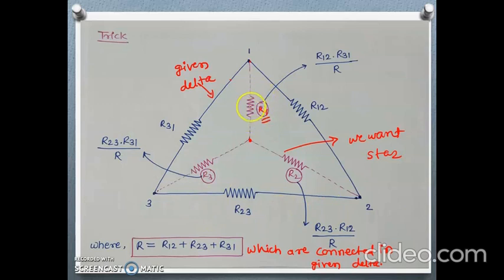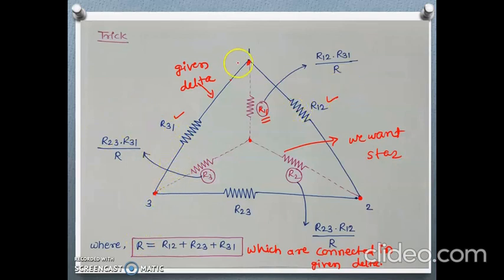This R1 is connected where? Here at this point. Then the product will be of R31 and R12, because these are common to this point. So R12 into R31 divided by R. Suppose we want to calculate R2, then the product will be R12 and R23, because they are connected here. When we want R3, R3 is connected here, so R31 and R23 will be multiplied. In this way we can remember this.